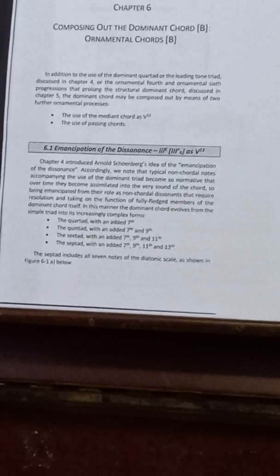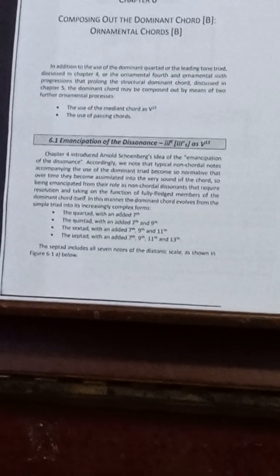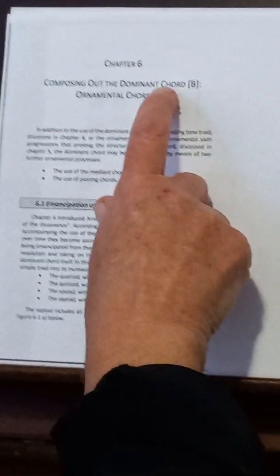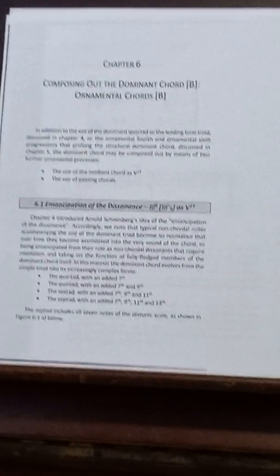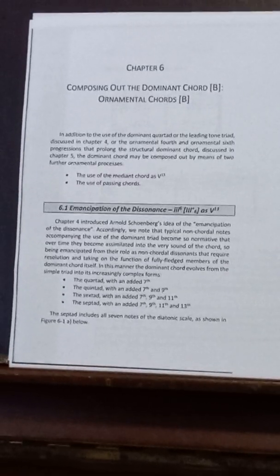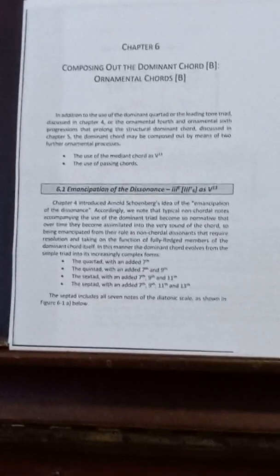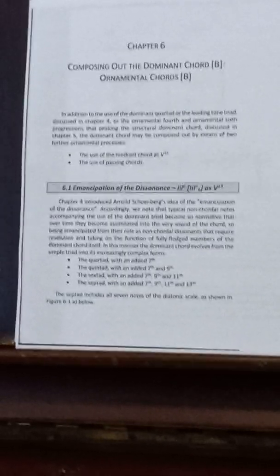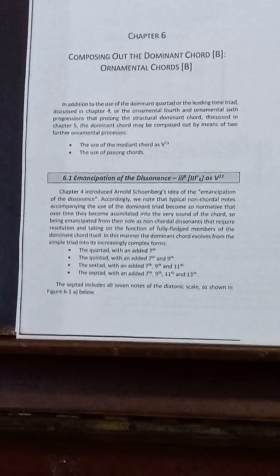But in the meantime, time is of the essence. So I'm continuing with Ornamental Chords B. It continues the topic of ornamental chords. In this particular case, it focuses on the dominant chord specifically. There was stuff about ornamental chords A, like the cadential 6/4, that also pertains to the dominant chord. But there are things in ornamental chords A that don't pertain to the dominant chord, like the ornamental fifths and the passing 6/4s.